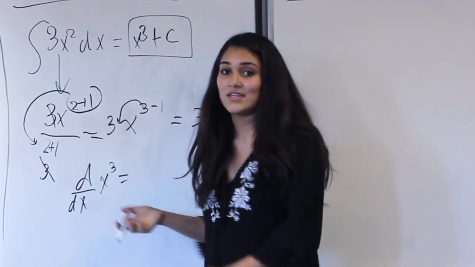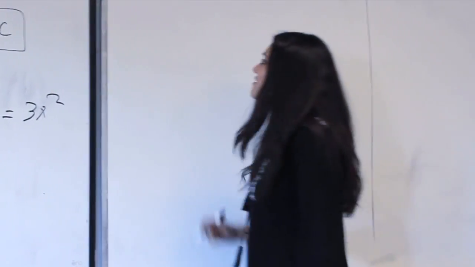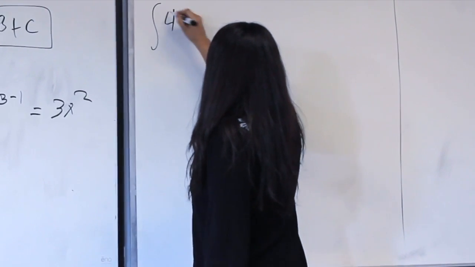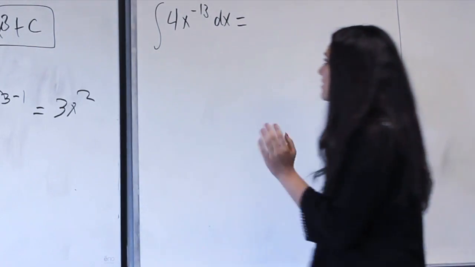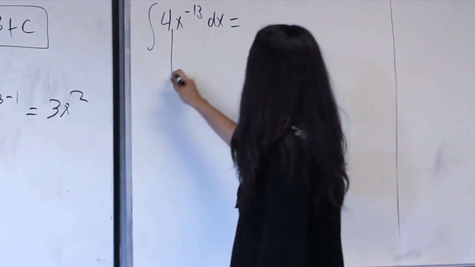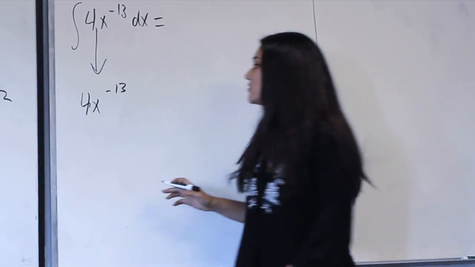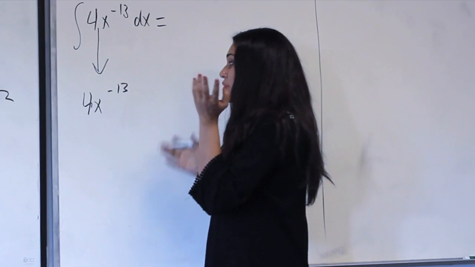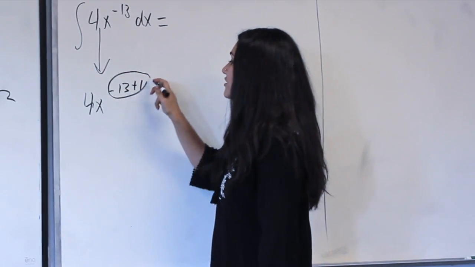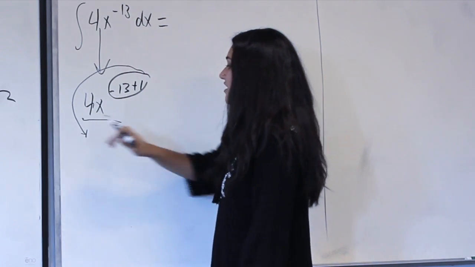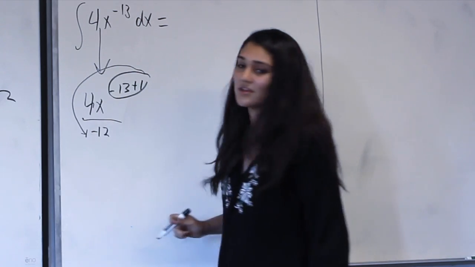All right, we can try this again just in case you don't believe me. We can try the one that I thought was going to be hard for you guys: the integral of 4x to the negative 13 dx. All right, so what are we going to do? We're going to take this out, and then do the opposite of what we usually do for power rules. So we're going to add 1, take this value, bring it down, and divide the coefficient by it. So that would be negative 12. You can do math. I know you guys can do math.